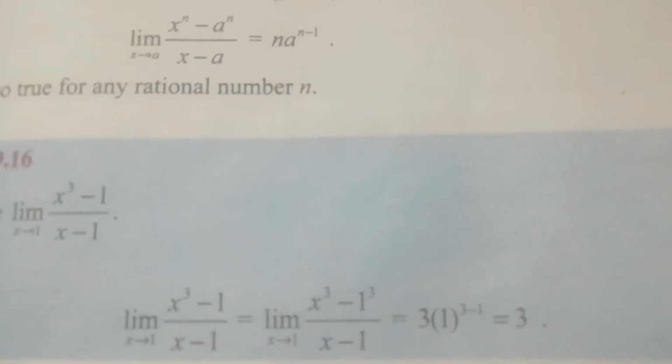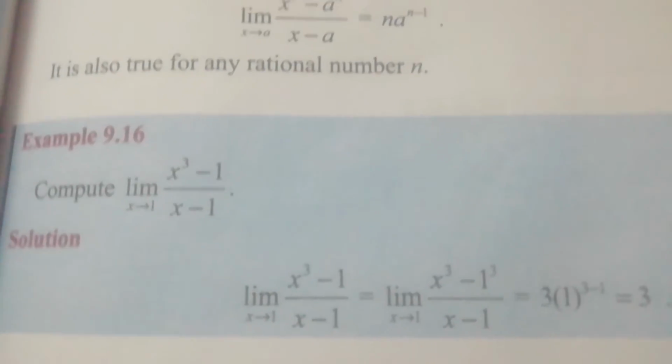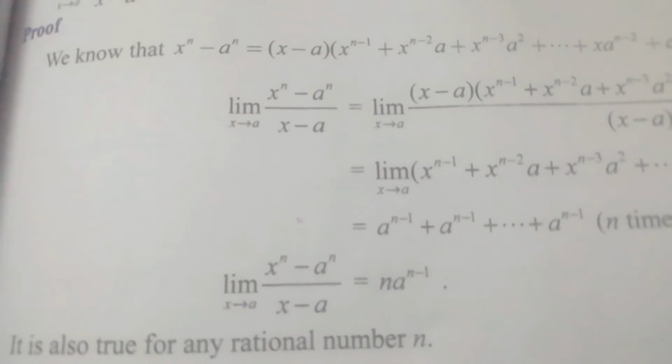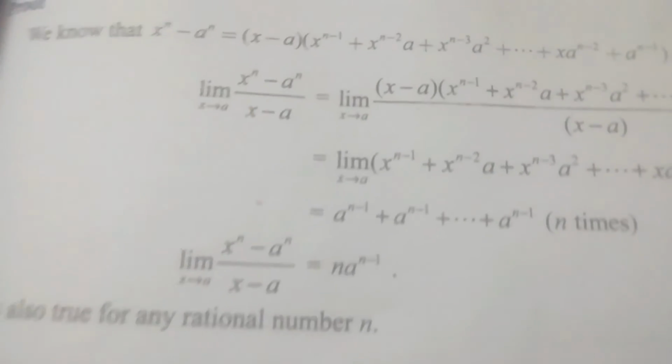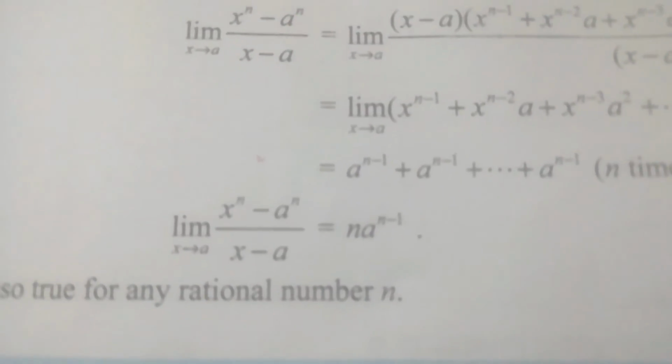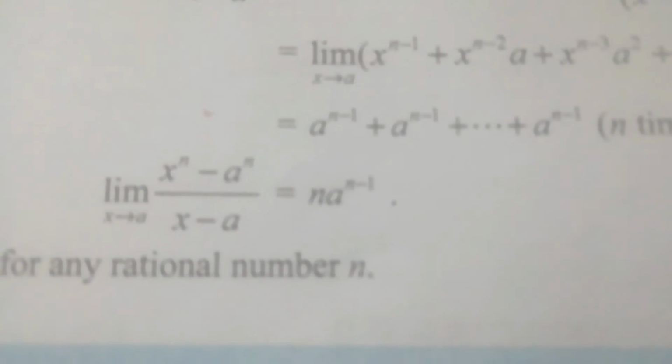Okay, in the next video we can discuss this type of problems from the exercise. See the result. Limit x tends to a, x power n minus a power n divided by x minus a. What is the answer? Equal to n into a power n minus 1. This is a very, very important one. Okay, one more example you can see.